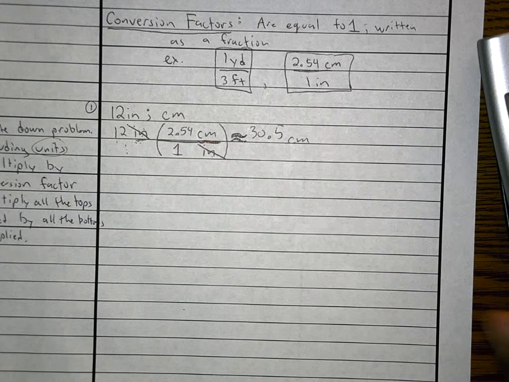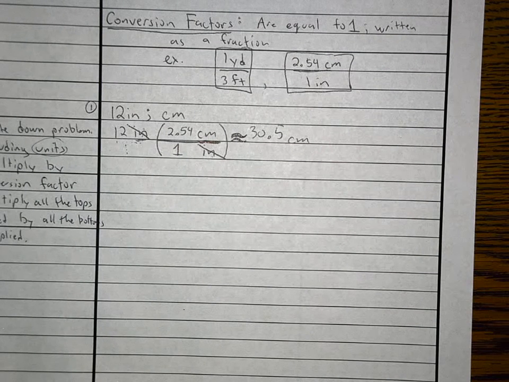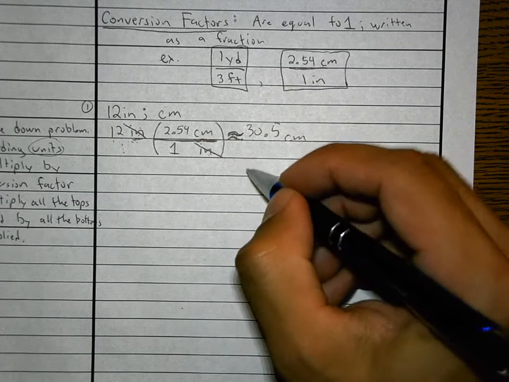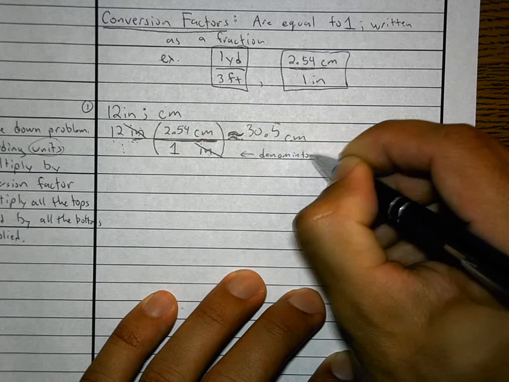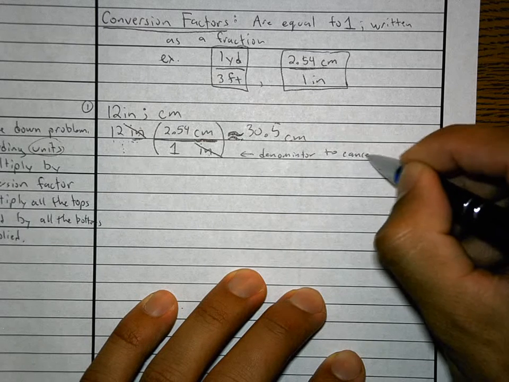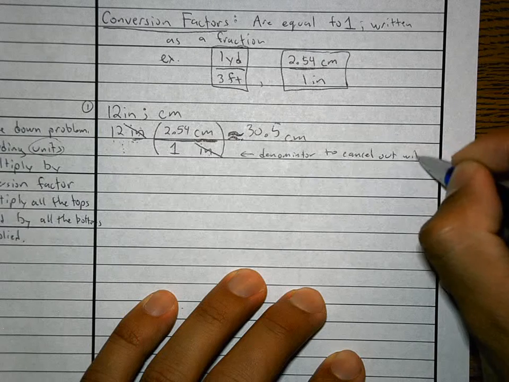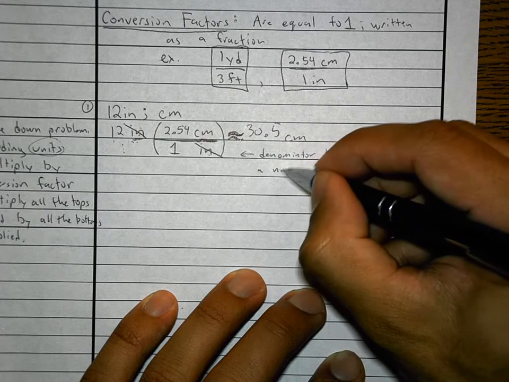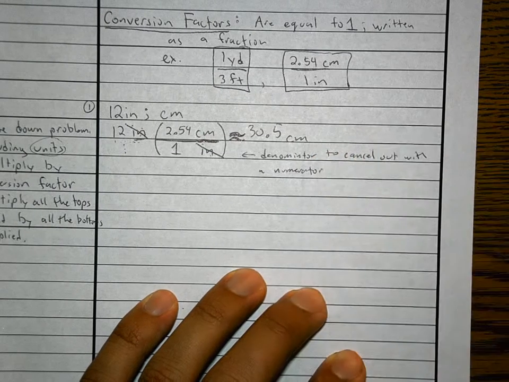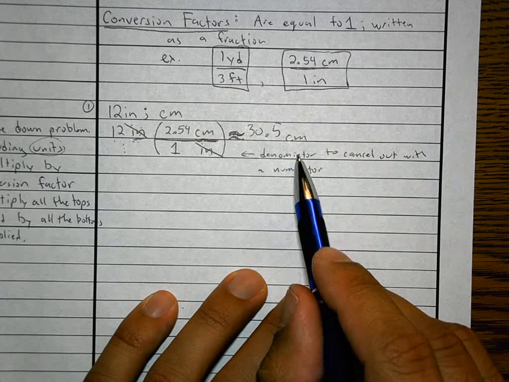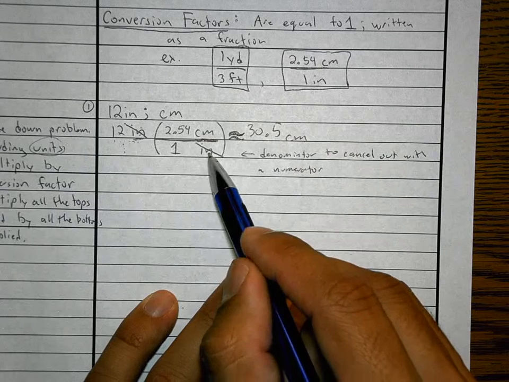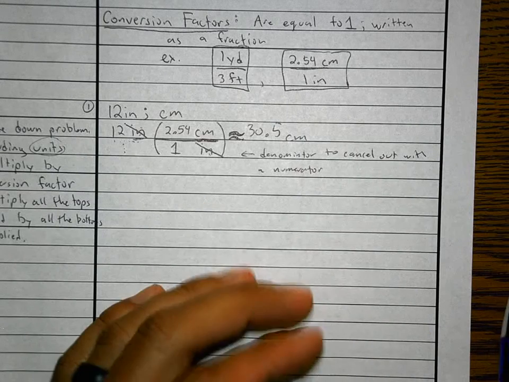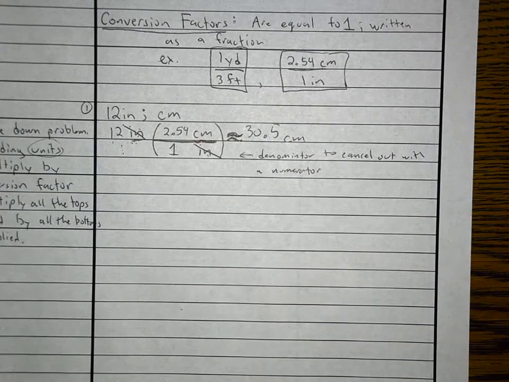See how that works? What we're doing is we're multiplying by a fraction, and we want the denominator to cancel out with a numerator. So that's what I wrote here. We want a denominator to cancel out with a numerator. This inches canceled out with that inches. That way we're left with a centimeter.